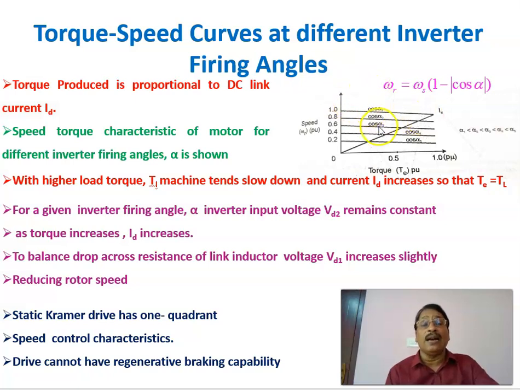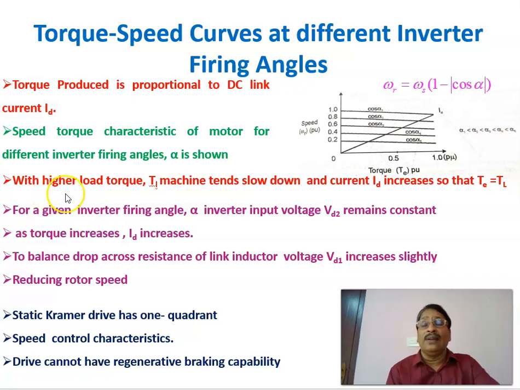Now, as the firing angle is increasing, for a given torque, the speed is getting reduced. Therefore, by increasing the firing angle, you can reduce the speed of the motor using Kramer drive system. The torque produced is proportional to the DC link current. The DC link current ID is there. As ID increases, the torque produced by the motor increases. It is linearly related. Now, the speed torque characteristics of a motor for different firing angle of this inverter is shown here.